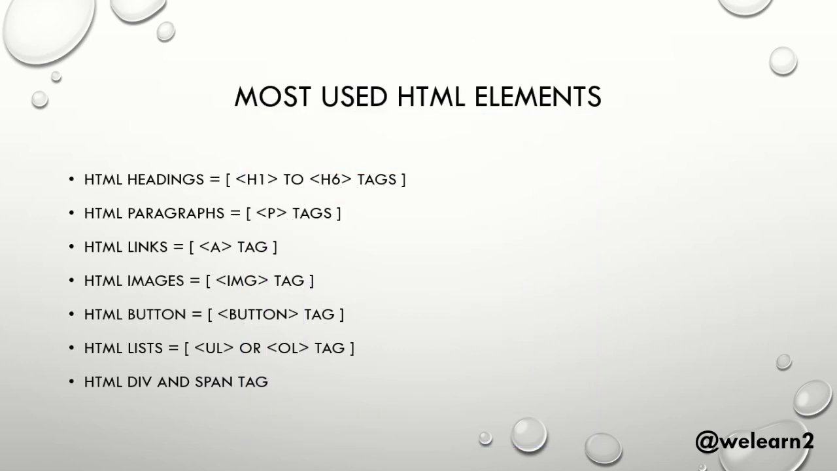And these are the most used HTML elements. We have the headings, that's h1 to h6, paragraph, links, images, buttons, lists, div, and span. We are going to take a look at them in detail in the practical section.